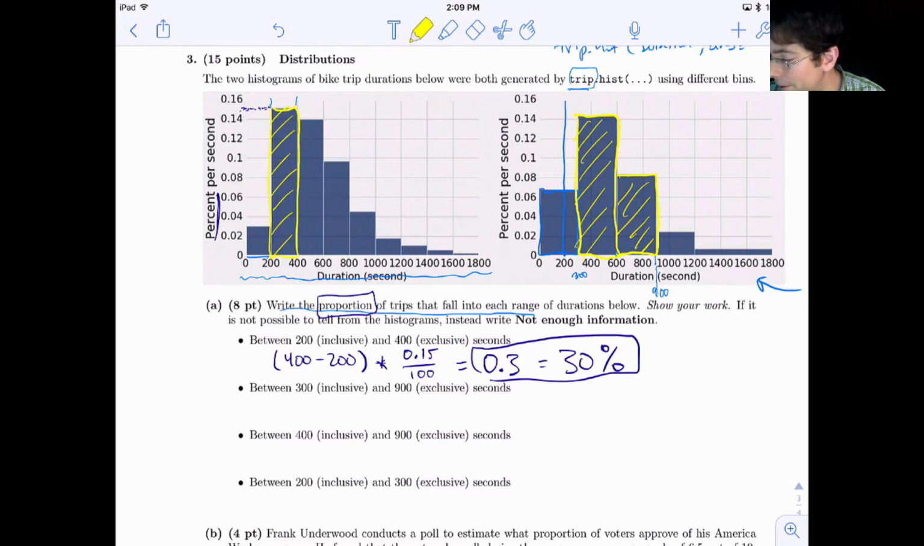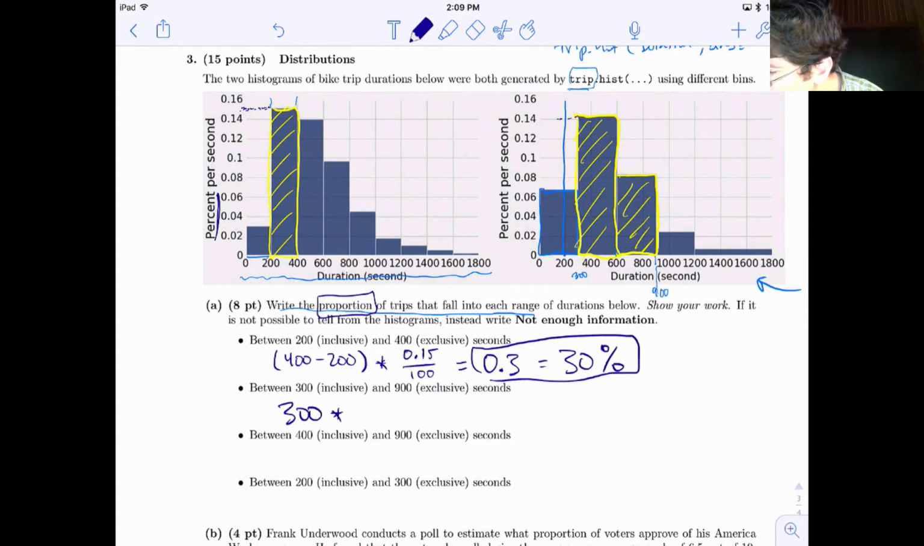Okay, so just like before, we need the widths times the heights of these two. So we have a width of 300 times the height. Looks like it's right about 0.14%. And then we add to that the width of the next bin, which is also 300, multiplied by its height, which was right about at 0.08%.